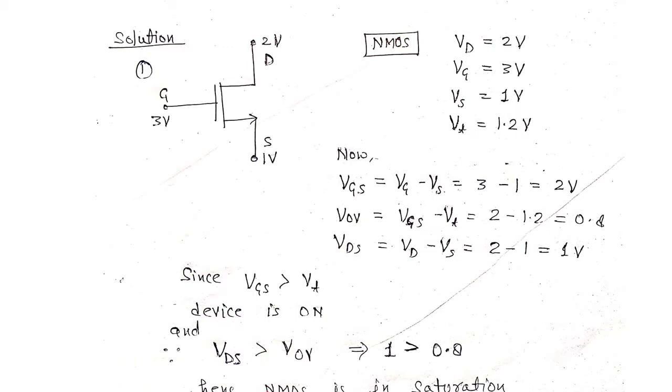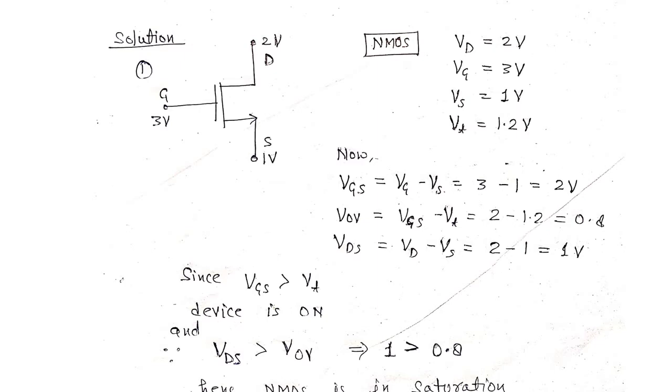Now we will further check whether it is triode or saturation. For triode and saturation, we have to compare VDS and V overdrive. What is V overdrive? VGS minus Vt. So VDS is equal to 1 volt, and V overdrive is equal to 0.8 volt. We can see that 1 is greater than 0.8. It means that the NMOS device is in the saturation region.